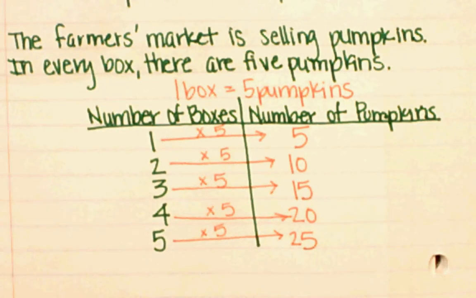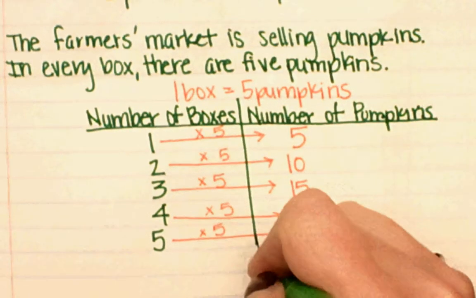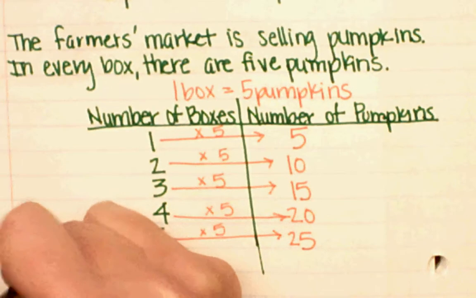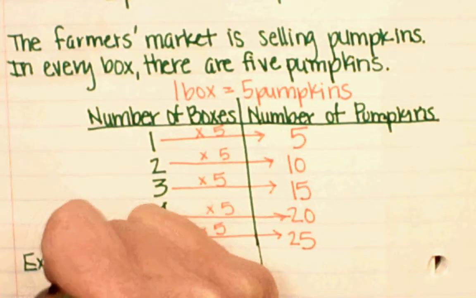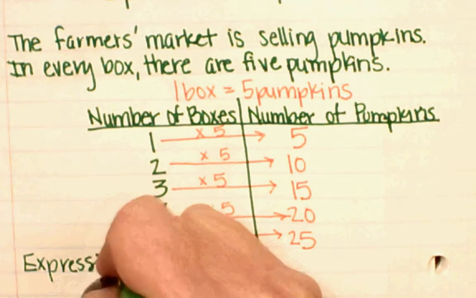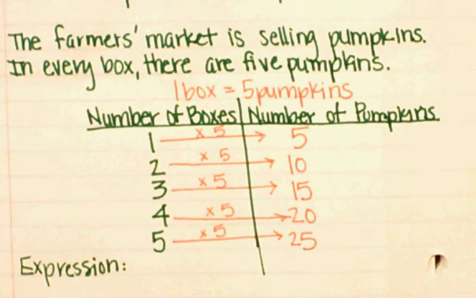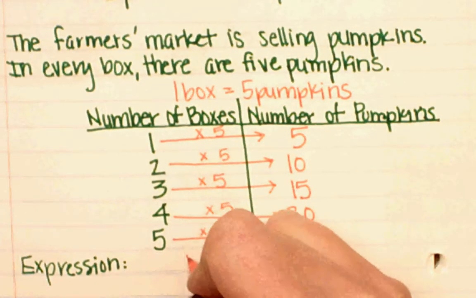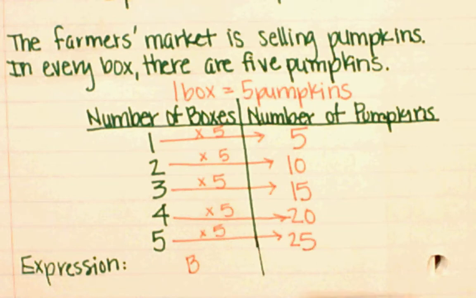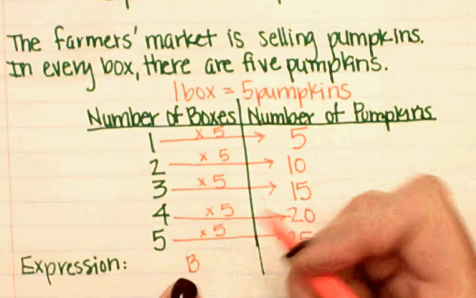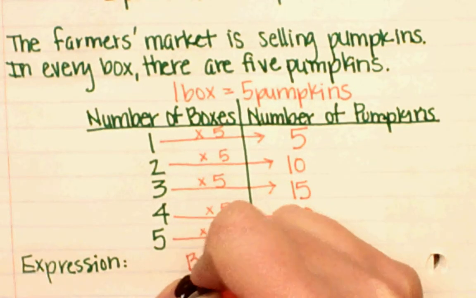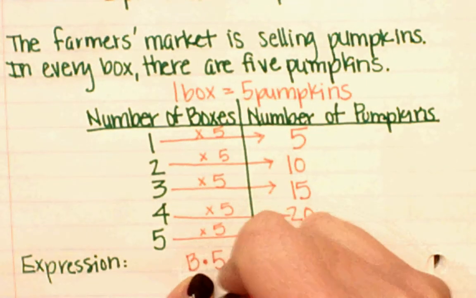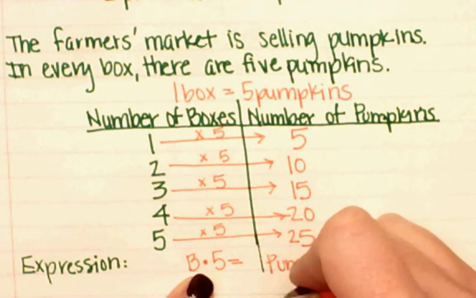So if I needed to extend this and I needed to write an expression now to help me, if I knew the number of boxes, so I'm going to let my value be b. If I knew the number of boxes, I would multiply b, or boxes, by 5, and I would get the number of pumpkins.